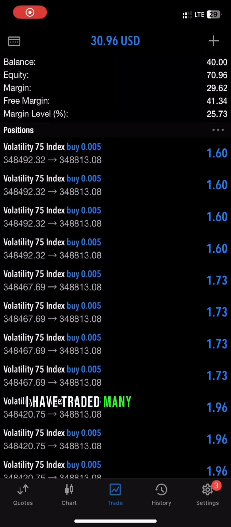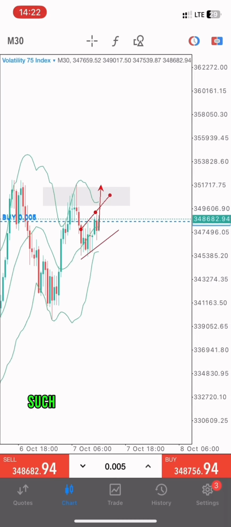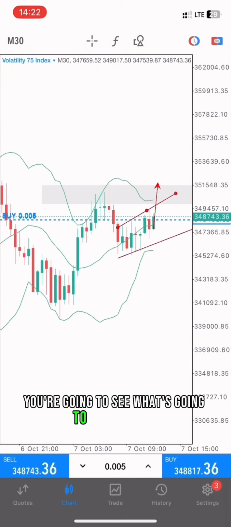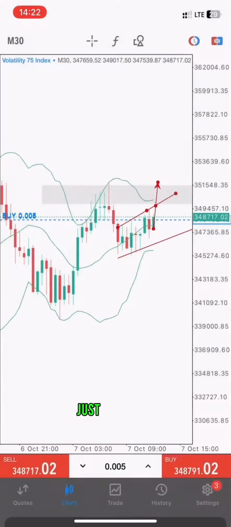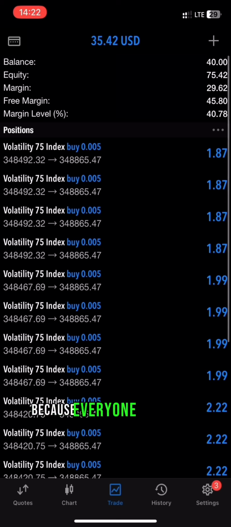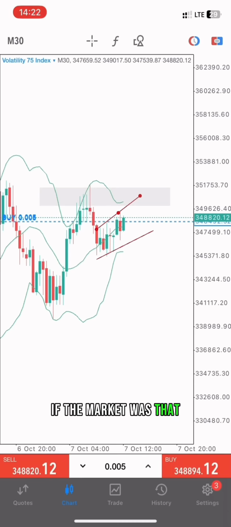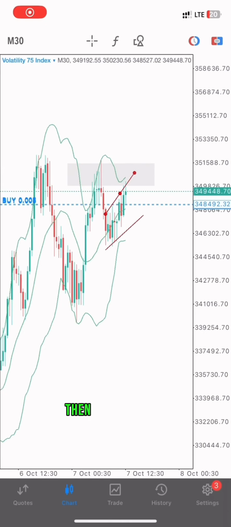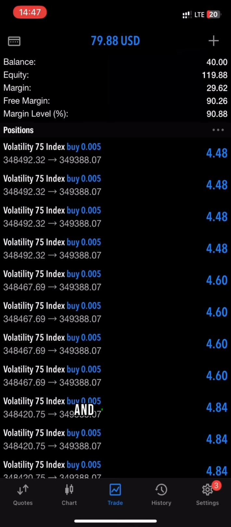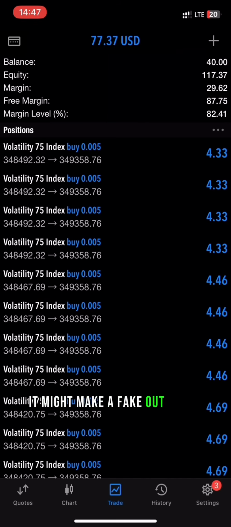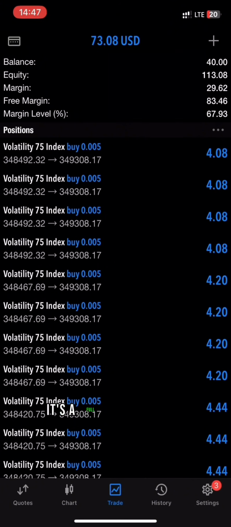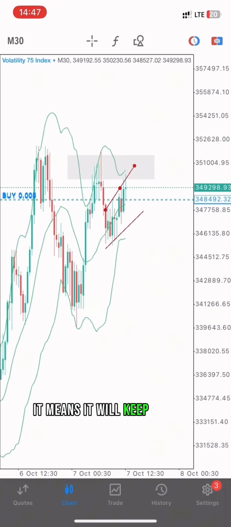I've traded many trades such as these, so I now know that it's going to go up. You're going to see what's going to happen here. It's just going to go up just like that. It won't go down just like that, because everyone would be rich if the market was like that, if people just sold and it just went down. It will go up, break the trend line, and if possible it might make a fake out. But if it doesn't make a fake out, it means it's full bullish power. It means it will keep going up.